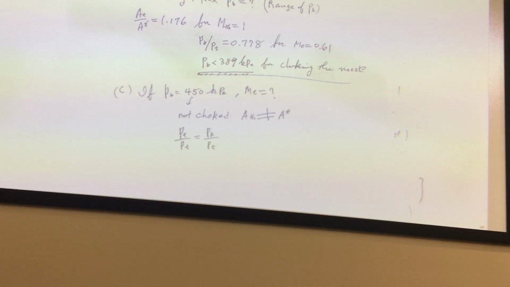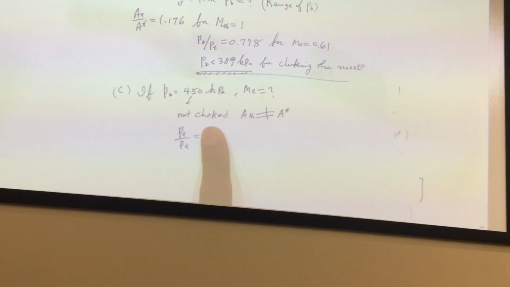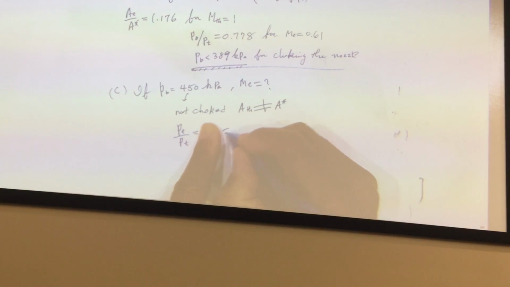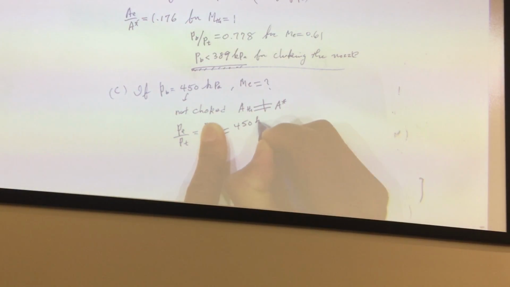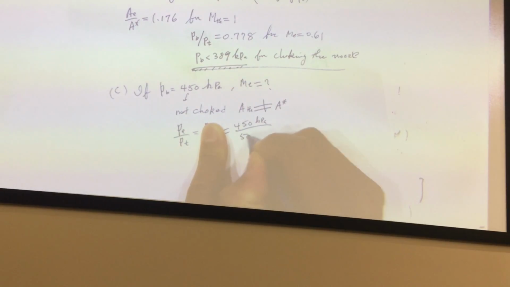Because now, nowhere in your flow is supersonic. Your pressure can adjust to the surrounding pressure. So your pressure in the flow right at the exit is the same as in the ambient. That's what it says. Of course, you can directly write PE equal to PB, which is 450 kilopascal divided by 500 kilopascal.